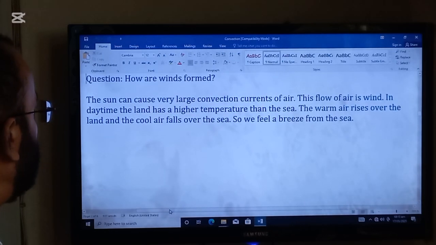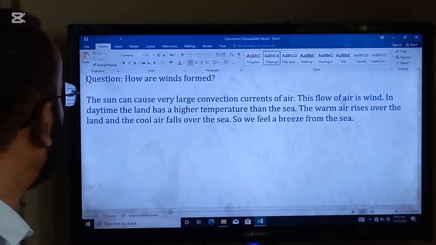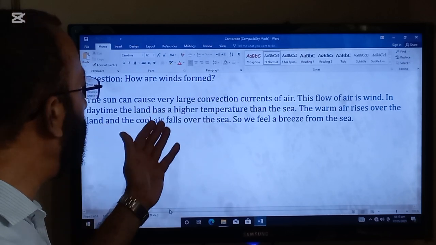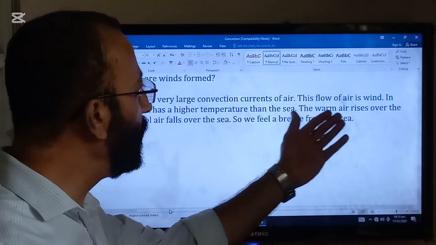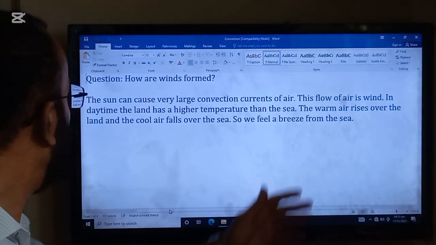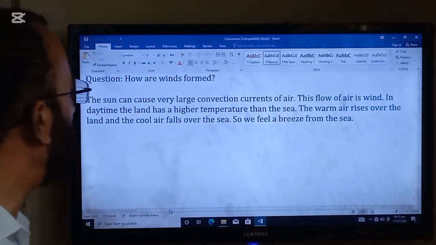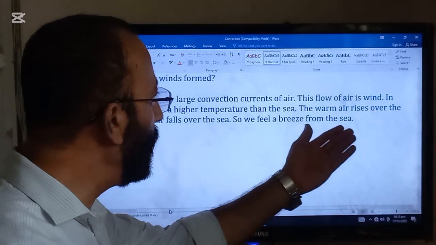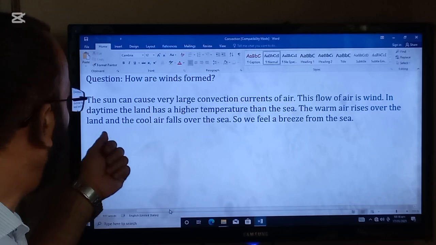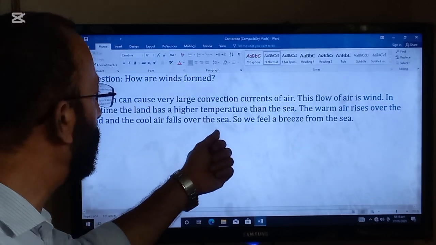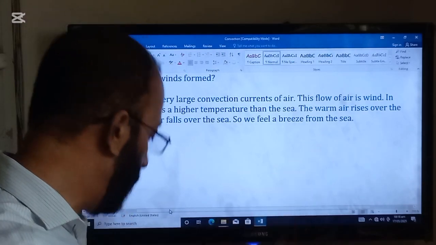Very important question: how are winds formed? The answer is the sun can cause very large convection currents of the air. This flow of the air is wind. In daytime, the land has a higher temperature than the sea. The warm air rises over the land because of the high temperature, and cool air falls over the sea. So we feel a breeze from the sea.